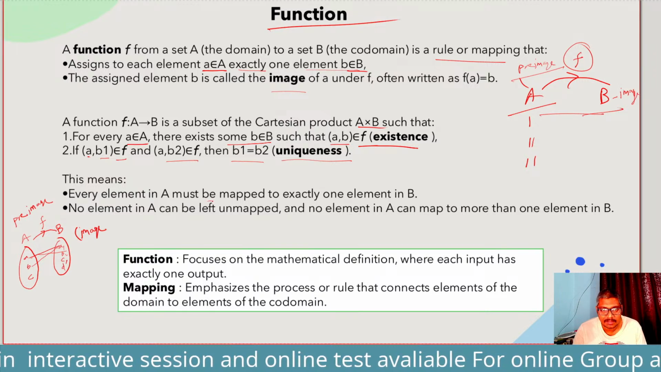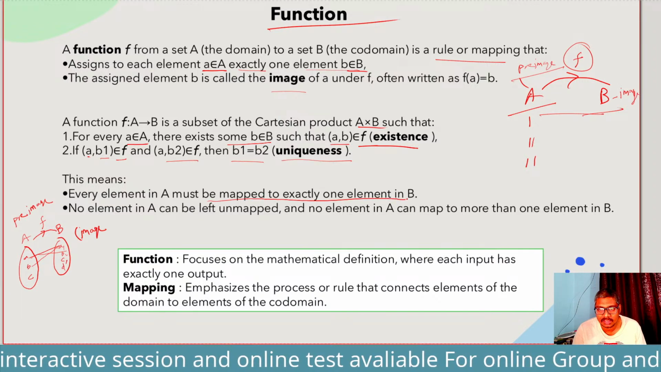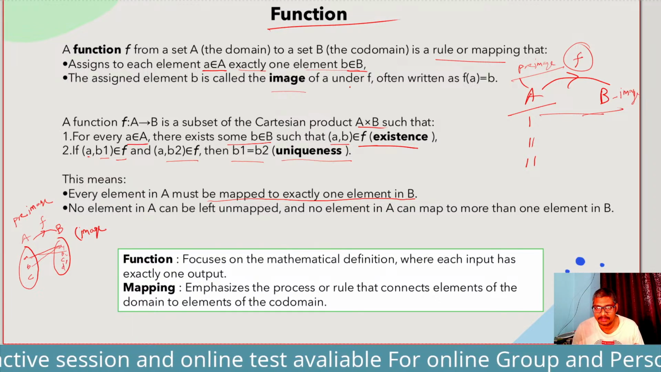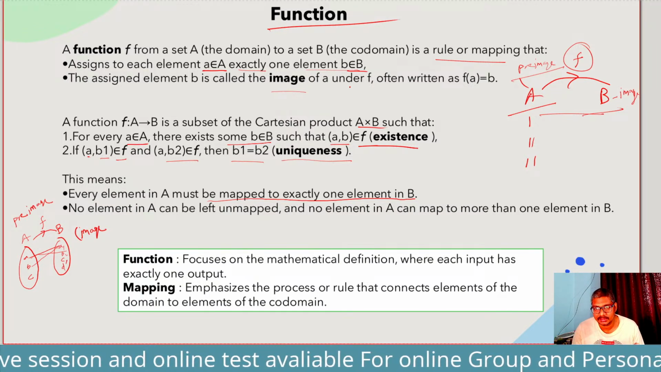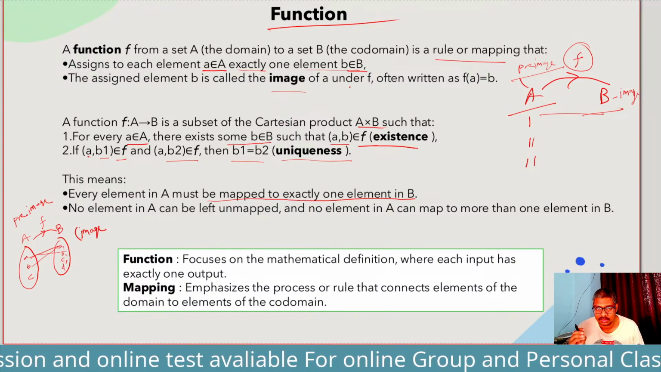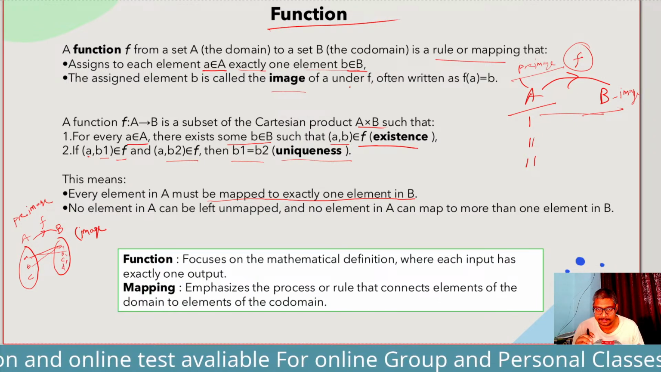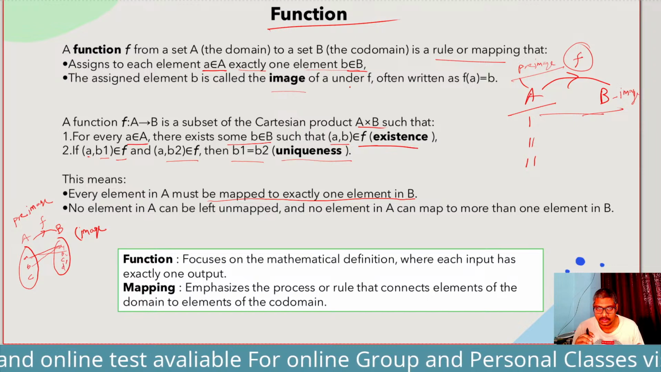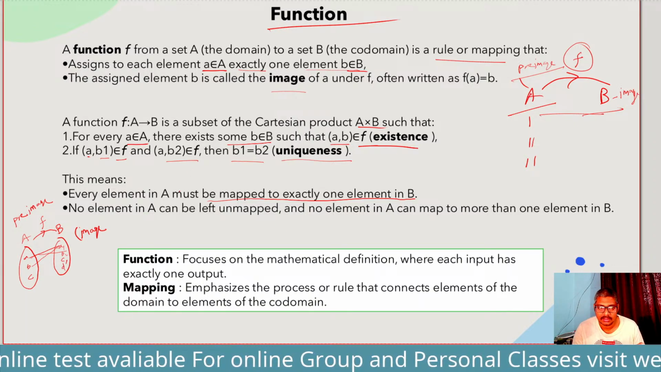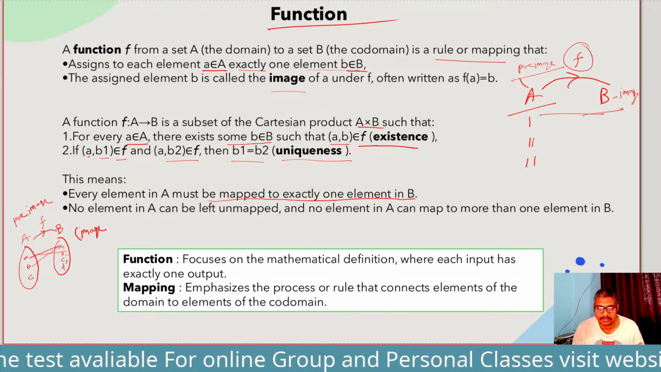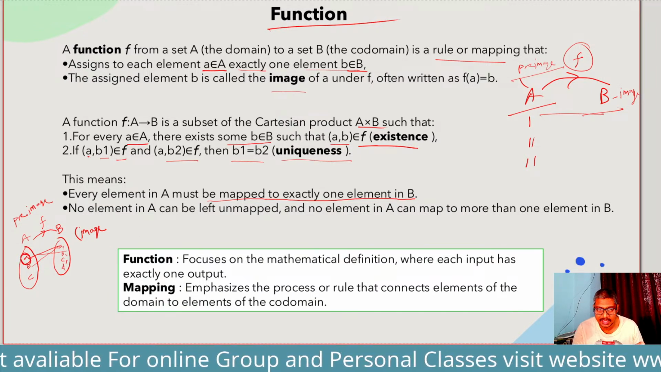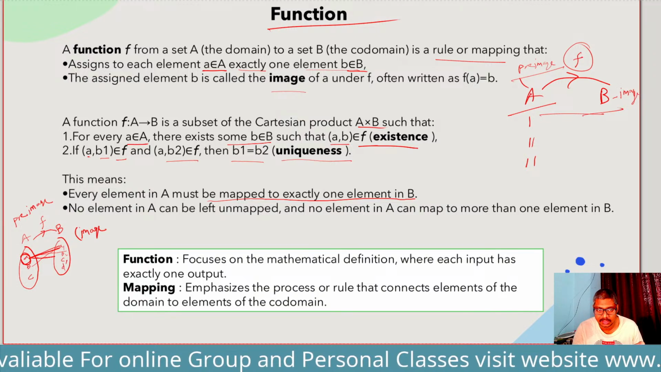Every element in A must be mapped to exactly one element in B. As I told you, every element of A must be mapped to only one element in B, exactly one element in B. Two elements of A can map to the one. What does that mean? A must be mapped to exactly one element in B. So they are talking about the A. See, remember, A can be related to B1, A can be related to B2.